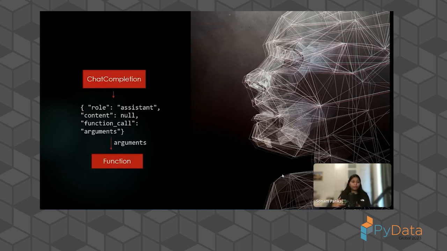So the flow looks like this. Chat completion gives you a JSON object which has all this different information like the role, which is assistant, the content, the function call, and the arguments. So the arguments, you extract it and then you give it as an input to your function. We will see the structure of these in very detail.